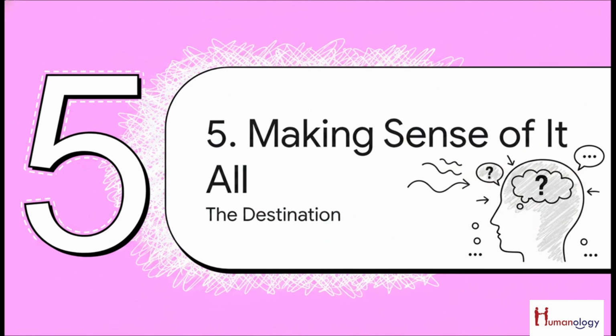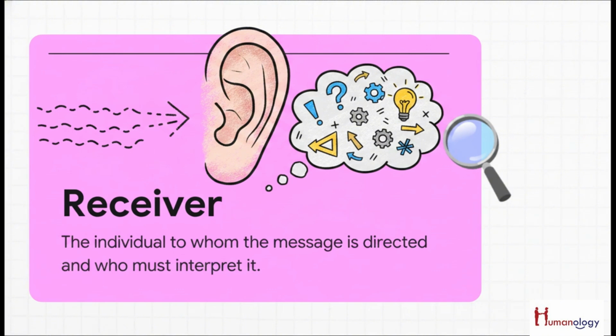Okay, so let's imagine the message has somehow made it through the obstacle course and arrived at its destination. The process is still only halfway done. Now, the spotlight shifts completely to the person on the other end. This brings us to the receiver. This is the person the message was for, and their job is not passive at all. They have to actively take in and try to make sense of everything that's just come their way.